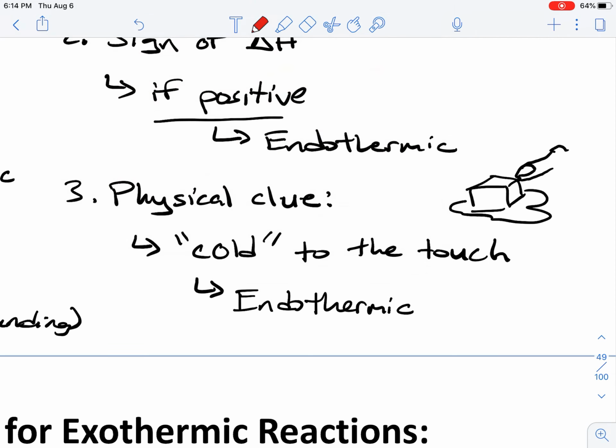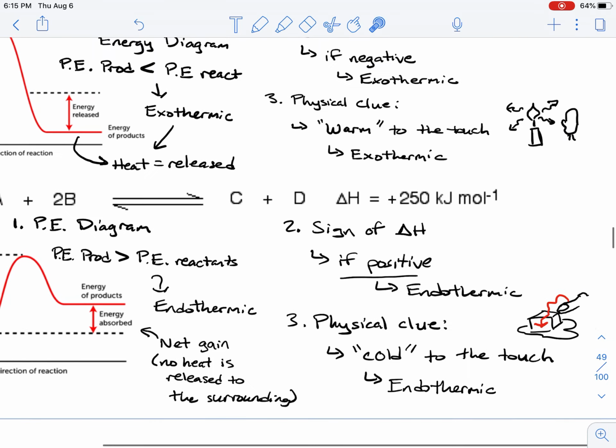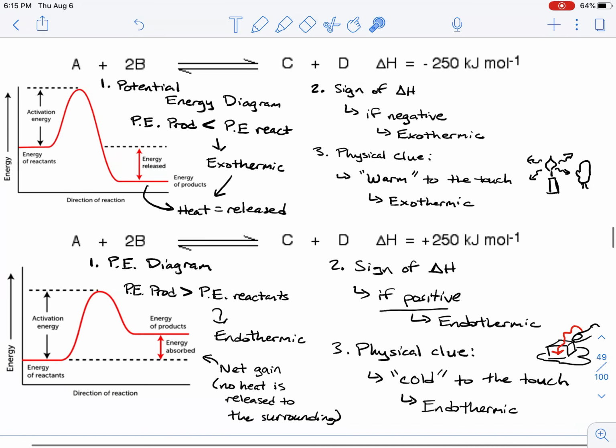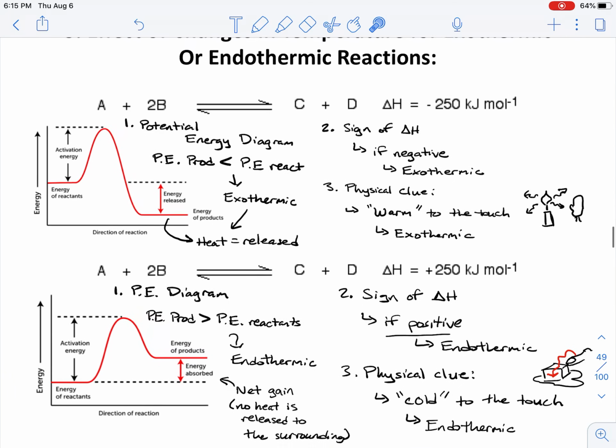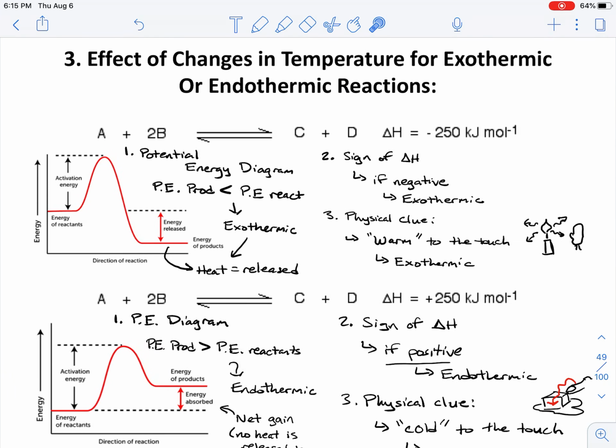Since the ice is absorbing energy from your finger, right, so heat is going into the ice cube that will allow it to melt, you're going to physically interpret that as something that you're touching something cold. Okay. So that's pretty much a quick review on the three different clues that can signal the reader to determine whether or not a reaction is exothermic or endothermic.